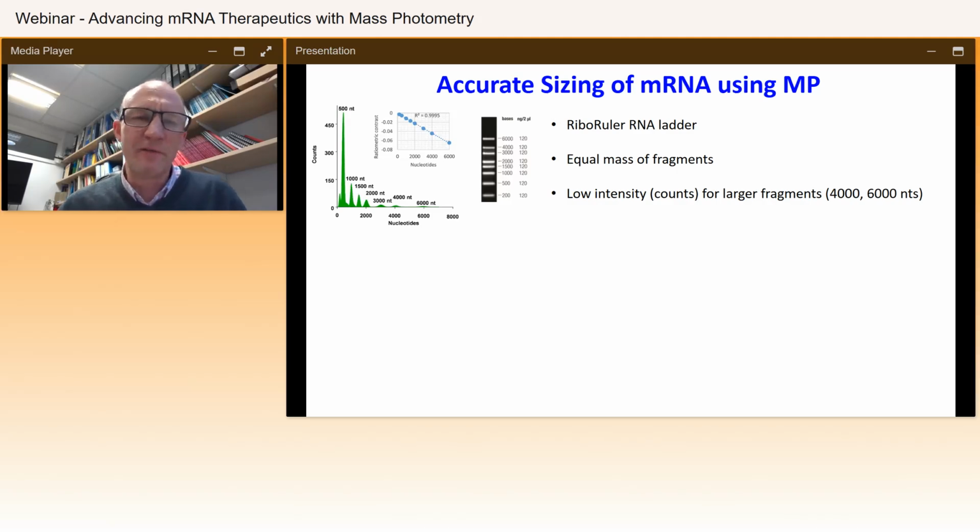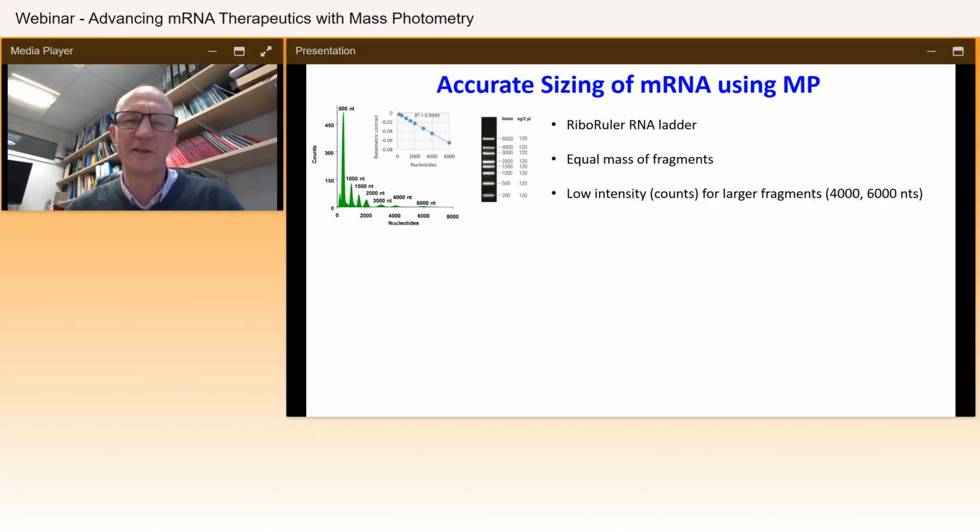So some of the other work we've developed here at the University of Sheffield is to overcome some of the caveats and limitations of using standard commercial RNA ladders for this type of analysis. Here on this slide, I've shown a typical commercial RNA ladder, which has fragments all the way from 200 to 6,000 nucleotides in length. And with these particular RNA sizing ladders, we have an equal mass of each of the different fragments.